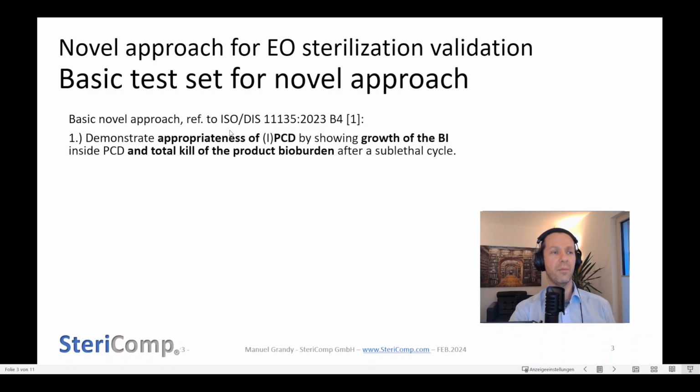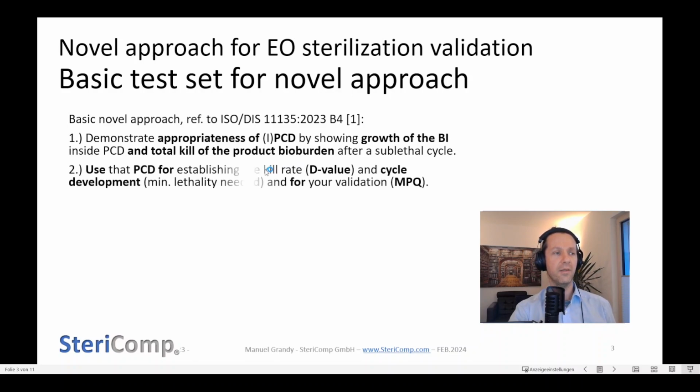You say my PCD is appropriate if I show growth on the BI inside the PCD and total kill of the bioburden. And then from there, I can use that PCD to establish kill rates and do a cycle development.